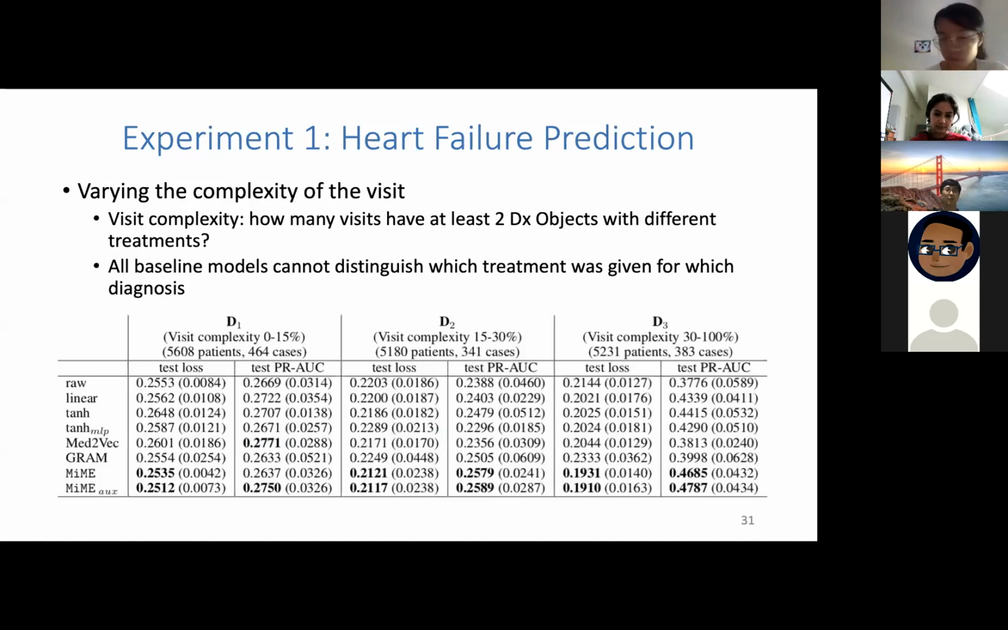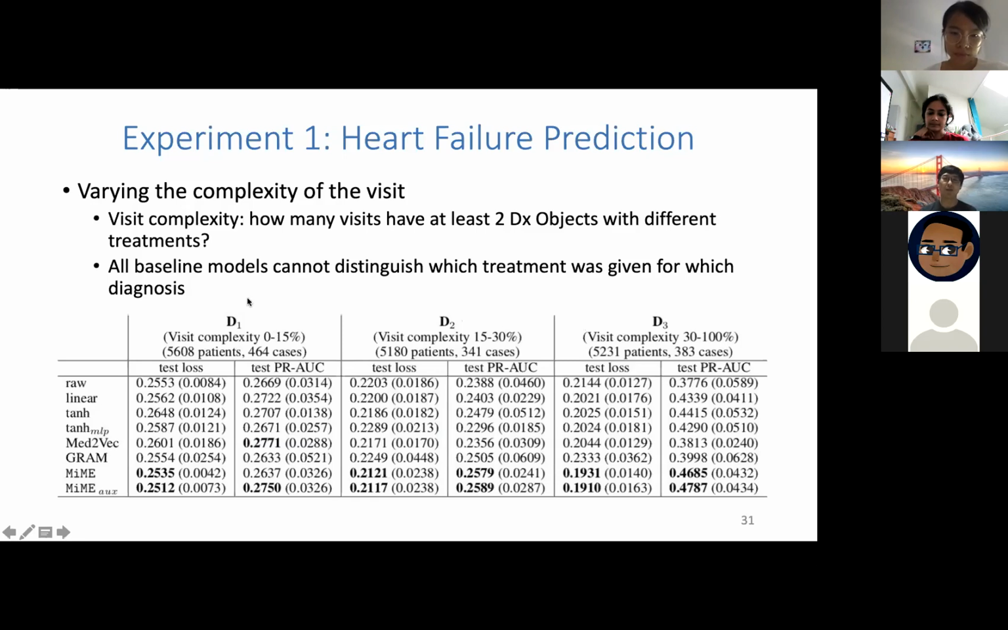In the same experiment, what we tried to look at is that if the visit is not very complex, then there's no need to consider the graphical structure. If a single visit consists of only one diagnosis and one medication, then there's nothing to be confused about. Only in the case where there are multiple diagnosis codes and multiple treatment codes happening at the same time is where MIME should shine. Because if the visit is not complex enough, why not just add them up? There's no difference between MIME and the baselines. So you can see that.